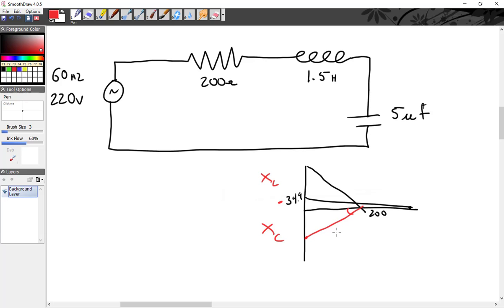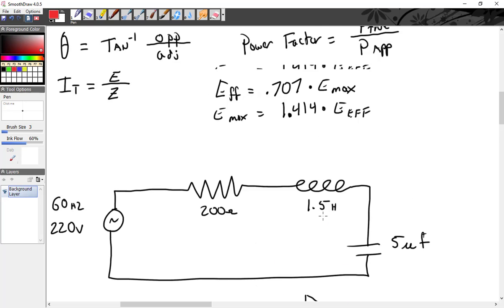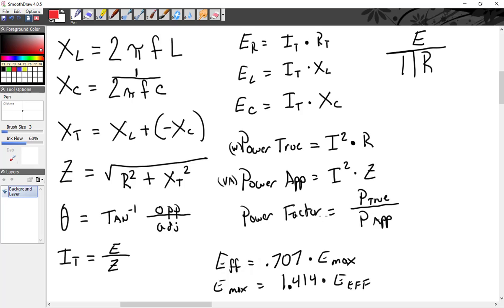You seem lost. Or no, because, can we go back up to the formulas? Yep, back to the formulas. So theta is tangent to the minus 1 of opposite over adjacent. Adjacent. It's always going to, yeah. So I know this is stupid, but what's opposite and what's adjacent?